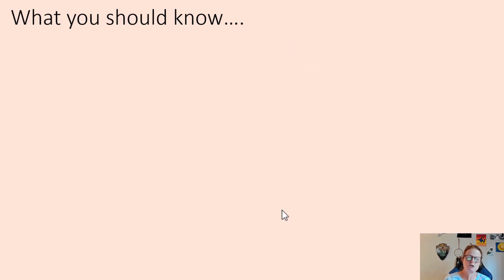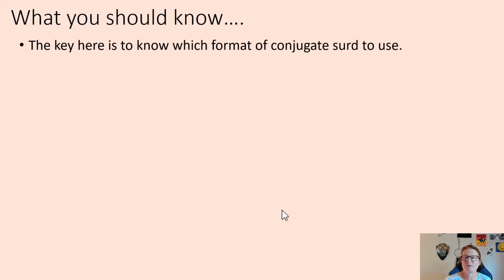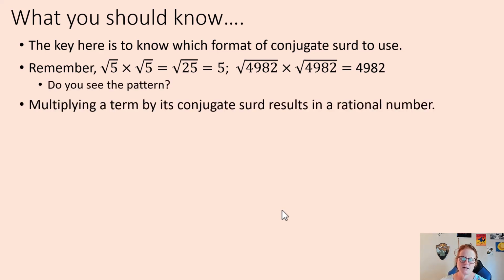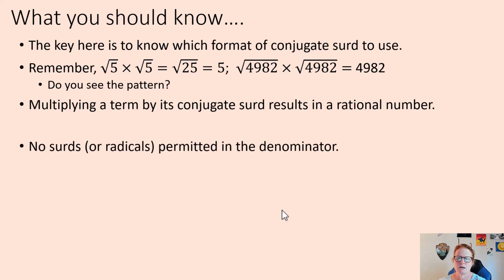So what should you know after completing this? The key here is to know which format of conjugate surd to use. Remember, square root of 5 times square root of 5 is 5, square root of 25. Okay. Do you see the pattern? Make sure you understand the pattern there. Multiplying a term by its conjugate surd results in a rational number. No surds or radicals are permitted in the denominator.